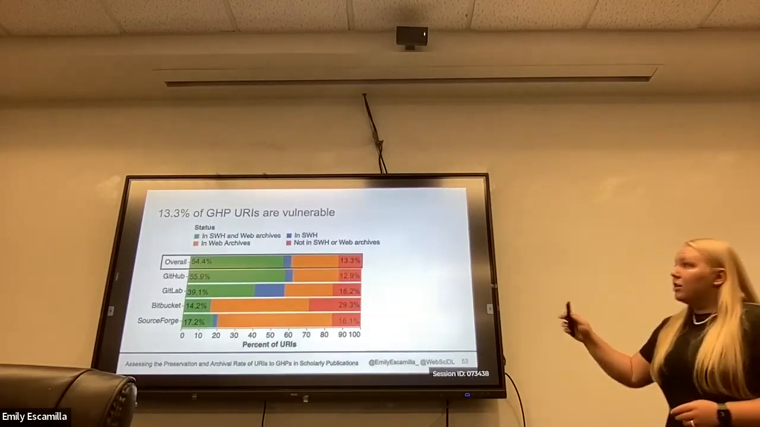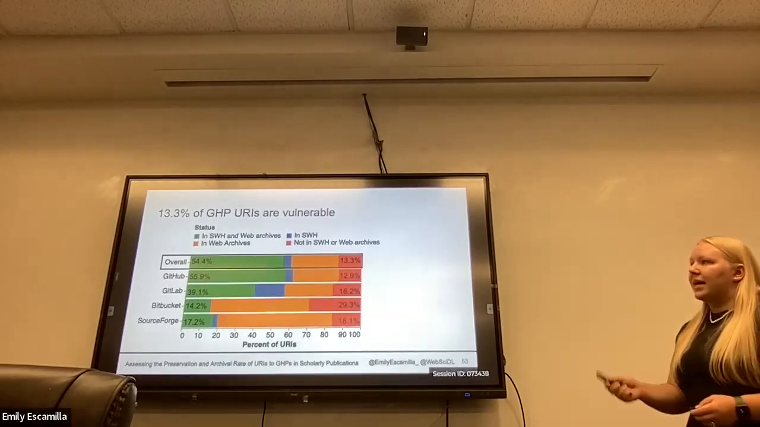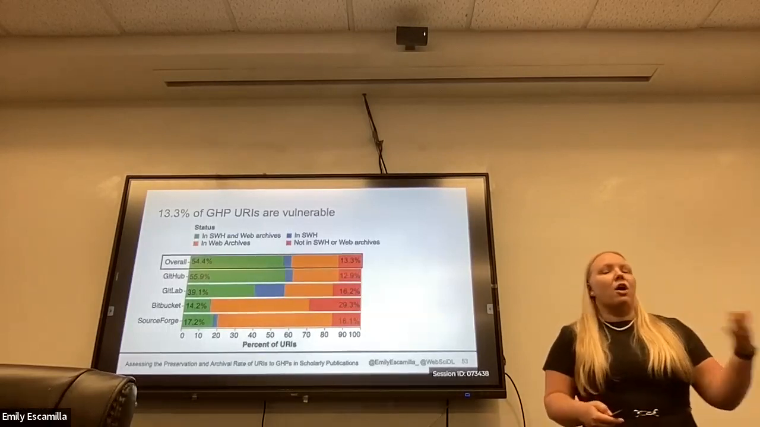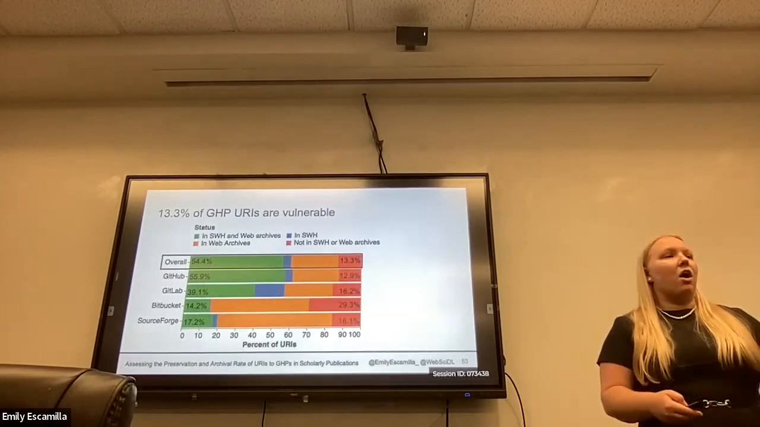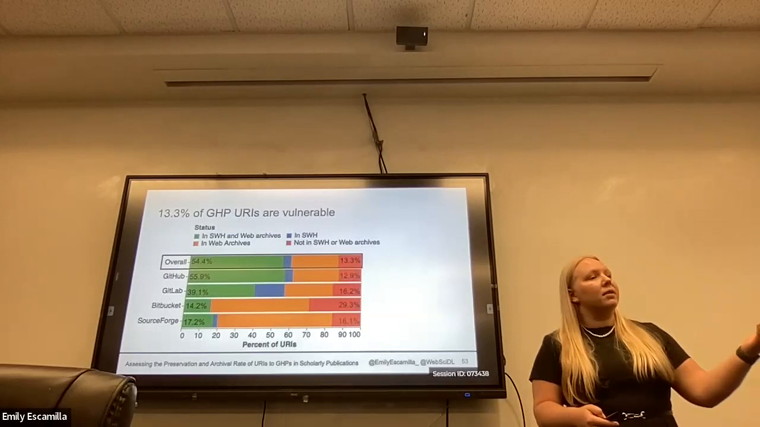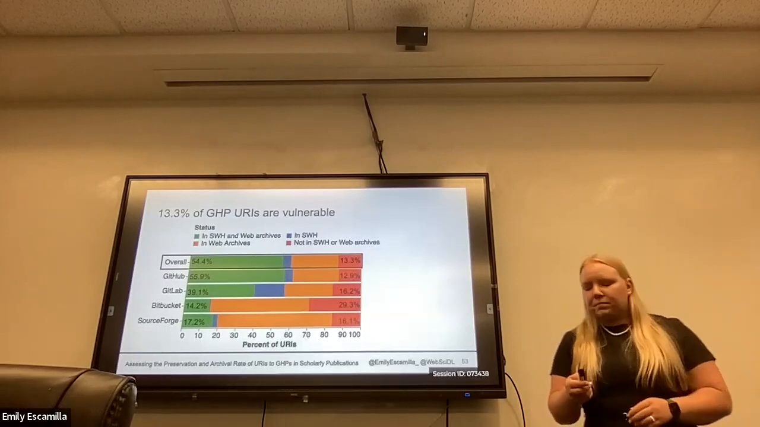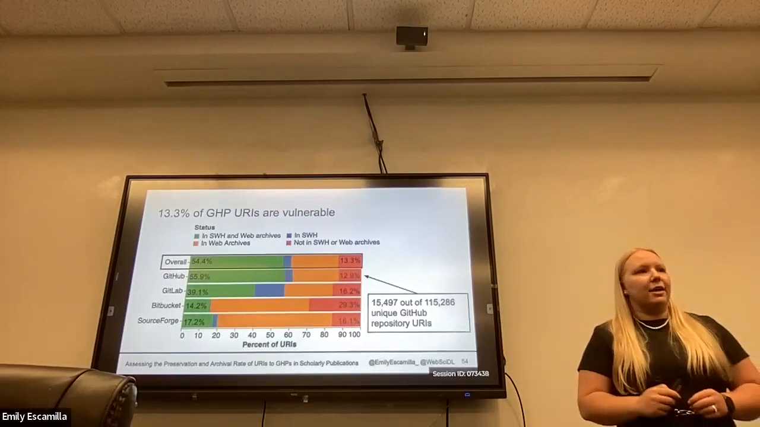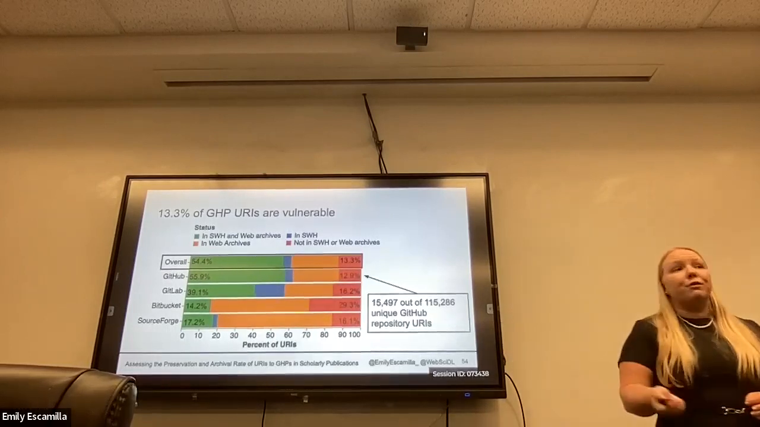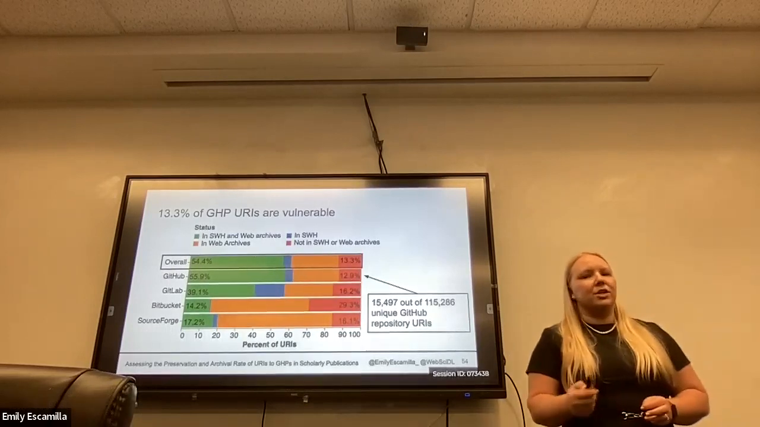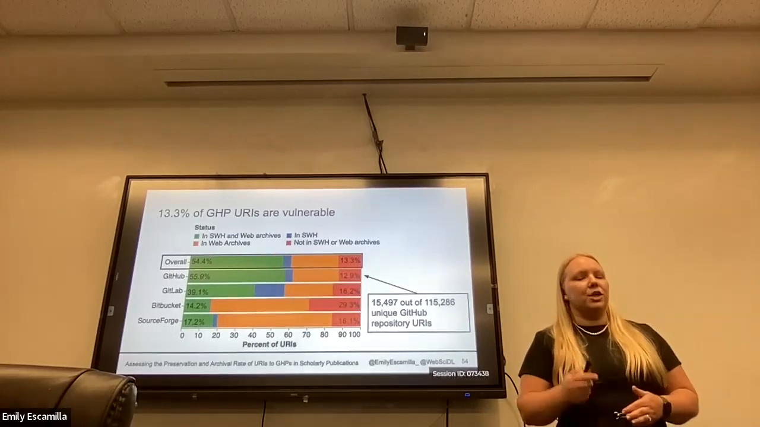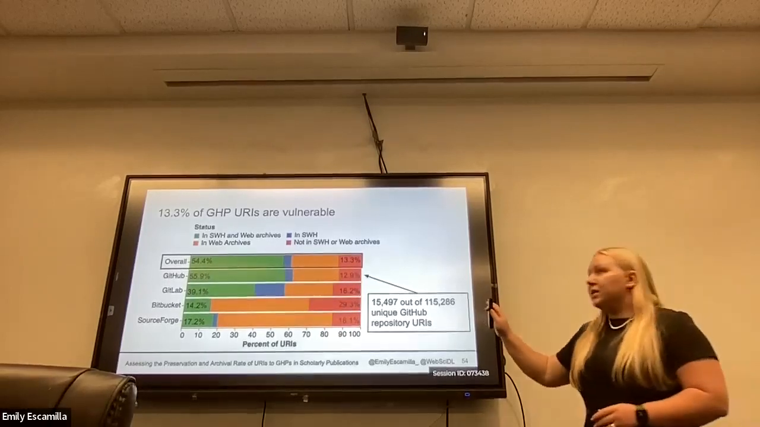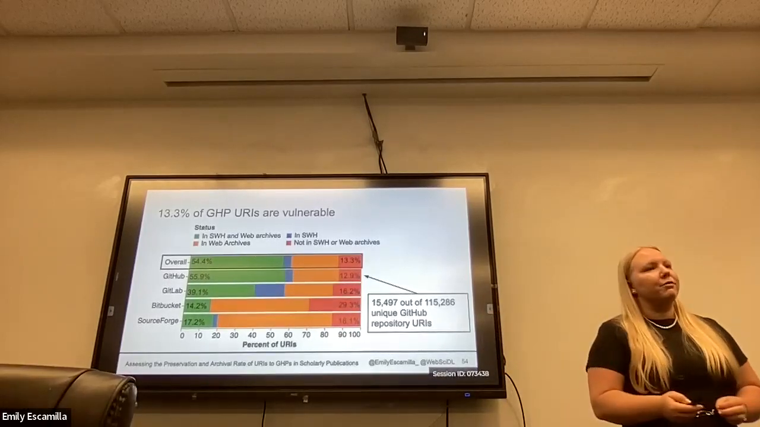And then also we found that 13.3% of our GHP URIs are vulnerable. Vulnerable meaning that they are not archived anywhere else, and that if they were no longer available on the live web, they would disappear. To put that in context, GitHub's 12.9% that are vulnerable represents over 15,000 GitHub repository URIs. It's a lot of publications that would be impacted if those URIs were no longer available.